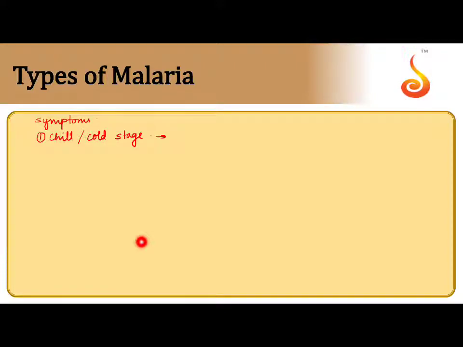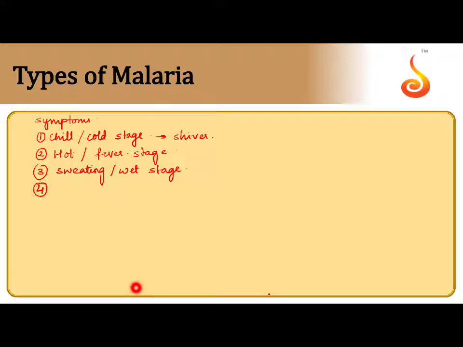During this time, the person is shivering, which is one of the very common factors in case of malaria. Second, a very high fever, a very hot face is seen. And then you have the third phase, which is sweating. We also call this phase the wet stage. And after this, the fourth phase will be a no-symptom phase. And this cycle continues. After the fourth, again the first stage begins.